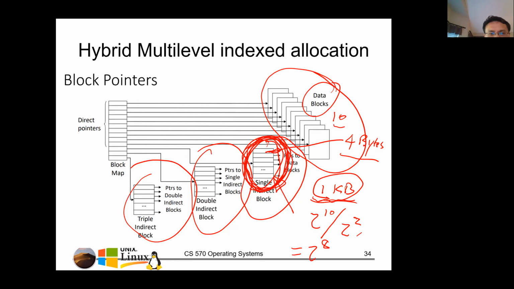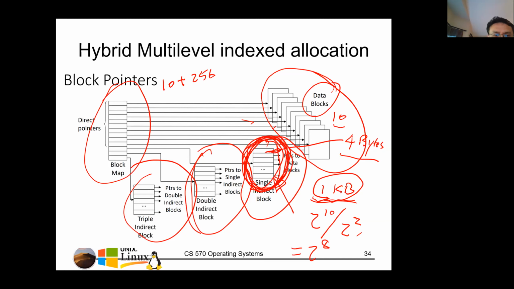So let's see how big a file size this whole thing can describe. You have 10 direct data blocks plus what? Plus here in the single indirect block, you have how many entries? 256, right? 2 to the 8th entries there. 256 blocks. That's what I meant.